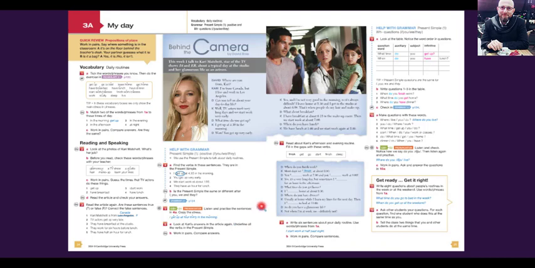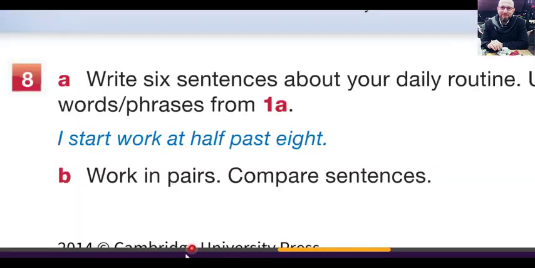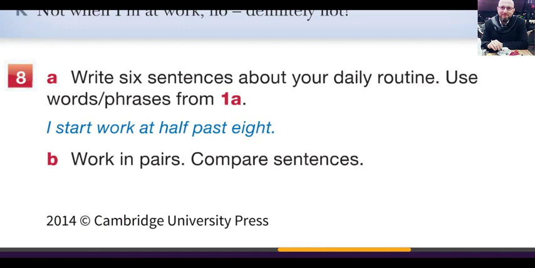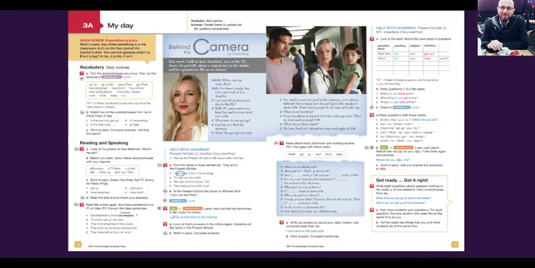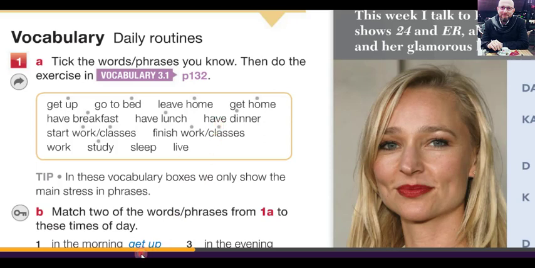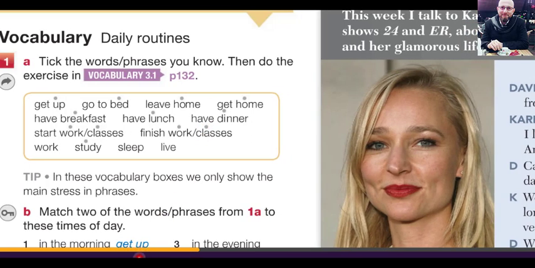So in this exercise, what we should do here is write 6 sentences about our daily routine. Use words and phrases from 1A. I start work at 8:30, for example. So let's go to exercise number 1 here. Okay, so how do we write? Let's just delete this here so we can write.